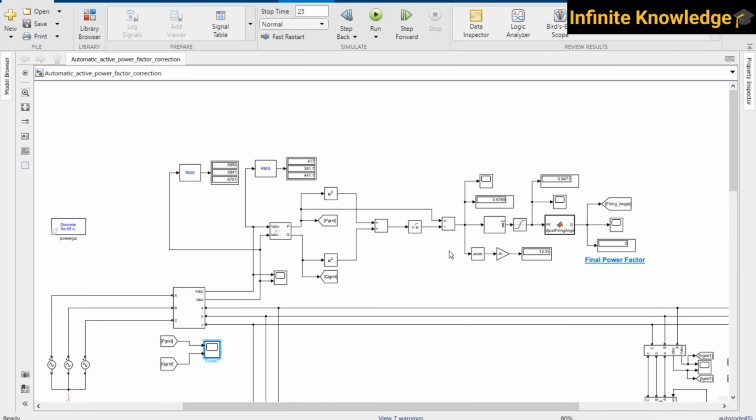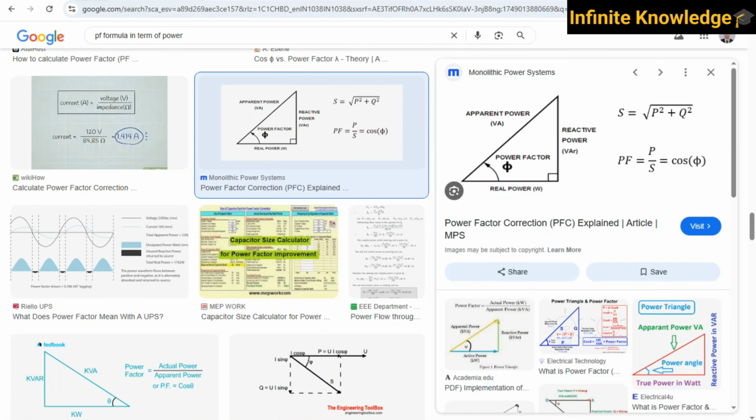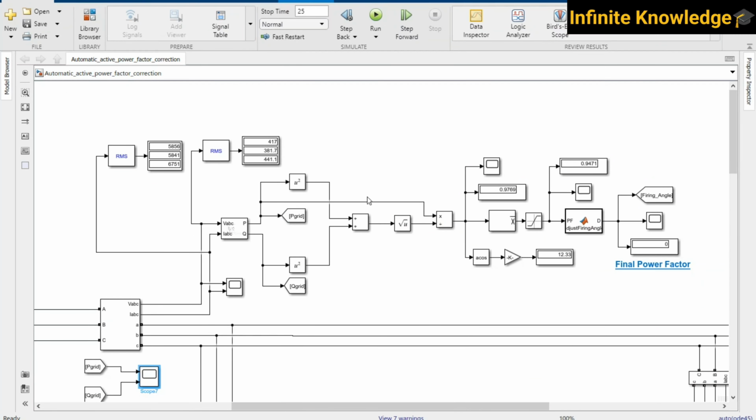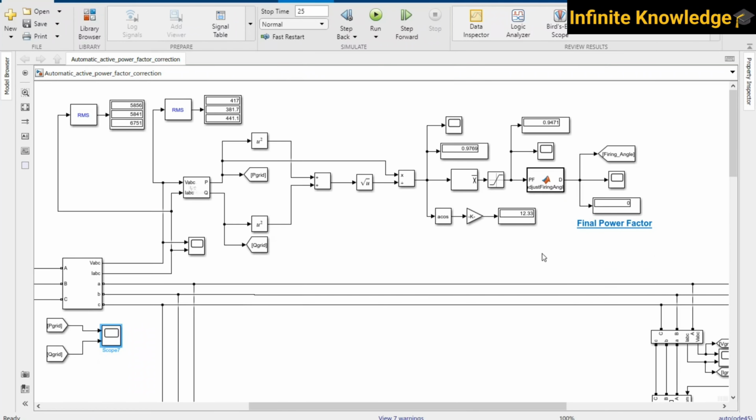So here, how are we measuring the power factor? This is a very basic formula. I have used instantaneous power, then this formula, U square, V square. If you are aware of this formula, power factor is P over S, where P means active power and S is the square root of P square plus Q square. This is our power factor formula I have used. To get the power factor, I feed the value to this MATLAB function block, which continuously receives the power factor and gives us some output.